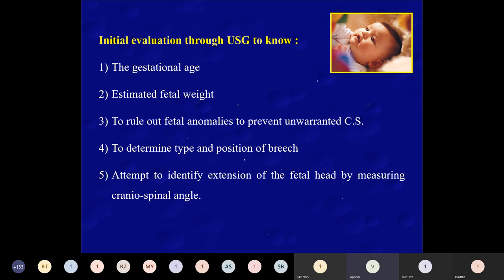The initial evaluation can be done through ultrasound. One is, you will know the gestational age, you will also know the estimated fetal weight, and also you can rule out fetal anomalies so that you can prevent unwanted cesarean section. So if you find any major lethal fetal anomalies, then you can always allow her for vaginal breech delivery. And also it will determine the type and position of the breech, whether it is a complete breech or an incomplete breech, and also the position, whether it is a favorable position or not. And hyperextension of the head can also be made out by measuring the craniospinal angle.